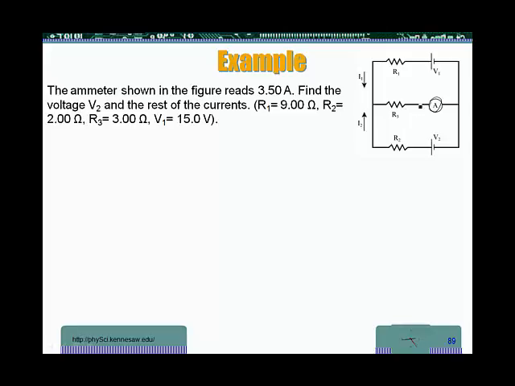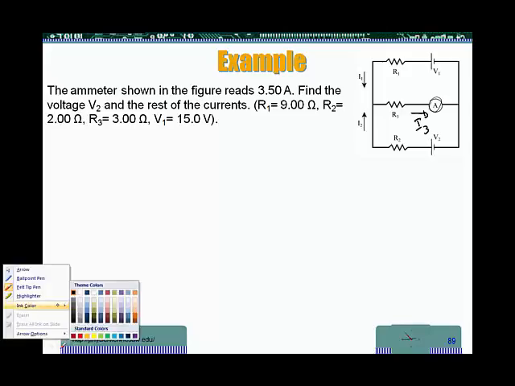Okay, so they didn't assign the direction, but let's assign it randomly as this way. Let's call it I3. We know I3 to be 3.5 amps. They are asking us to find I1 and I2, and the voltage V2 here, that's unknown. Voltage V1 is given. Okay, we proceed the same way as we have learned to work these kind of problems using Kirchhoff's rules.